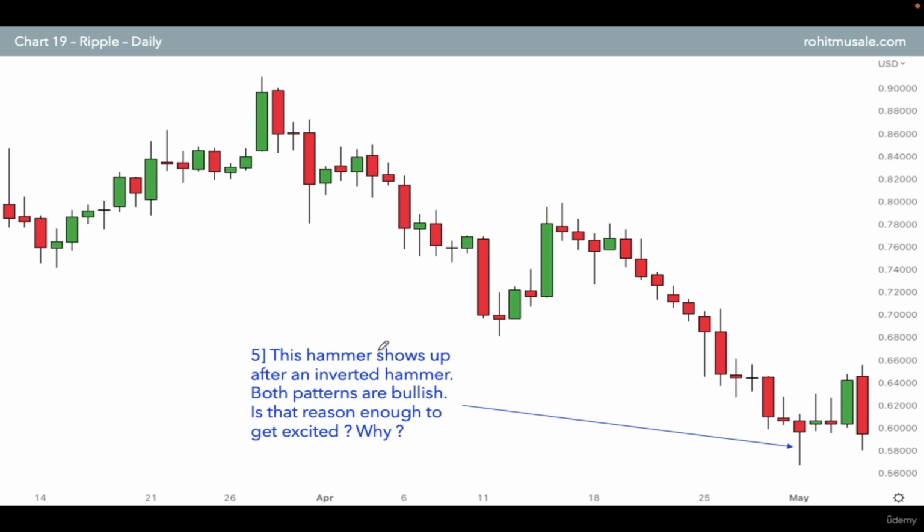Number 5, this hammer shows up after an inverted hammer, right? There is an inverted hammer and there is a hammer here. Both patterns are bullish. Is that reason enough to get excited? That is not reason enough to get excited because, number 1, the bullish implication of the inverted hammer was not confirmed by a close of the next candle above the close of the inverted hammer. And number 2, this hammer doesn't seem to be confirming any prior support area.